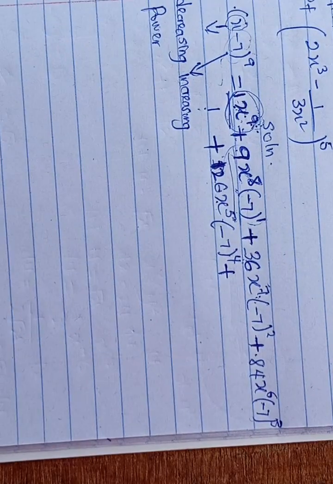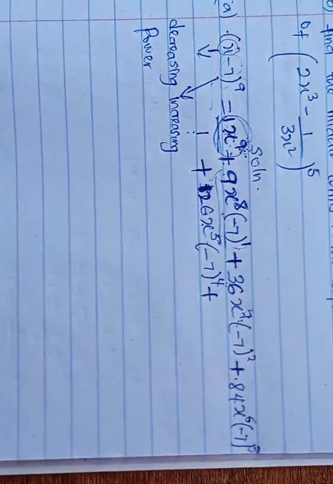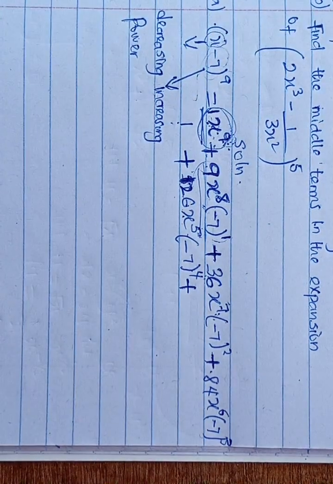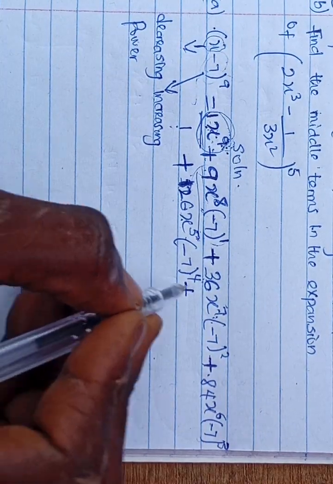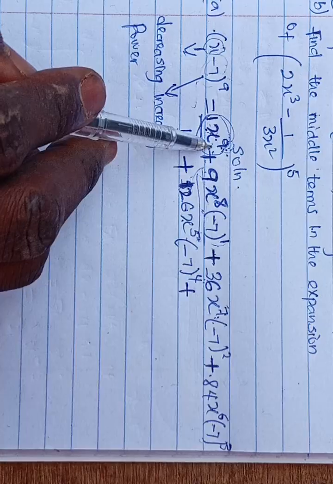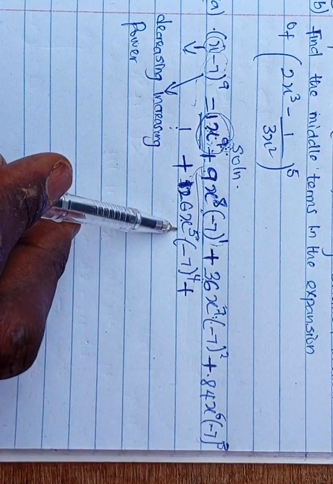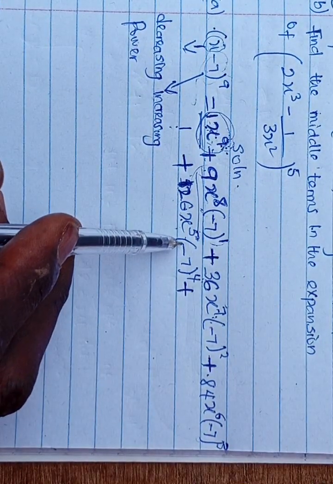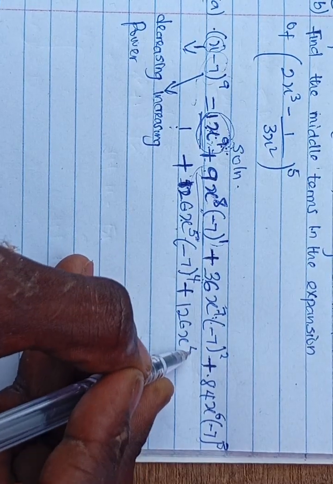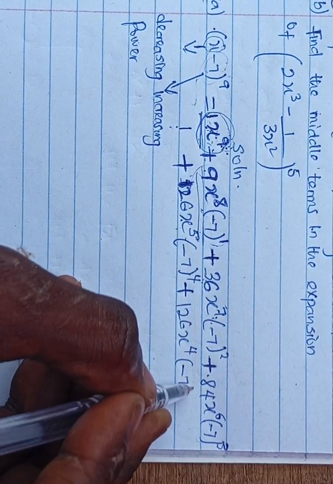Okay, so what do you have to do? It means 126 multiplied by what? 5. 126 multiplied by 5 will give you 630. So you won't write 630, okay? So 630 divided by 5 (1, 2, 3, 4, 5) will give you the coefficient of the next term, and that one is 126x raised to power 4 minus 7 raised to power 5.